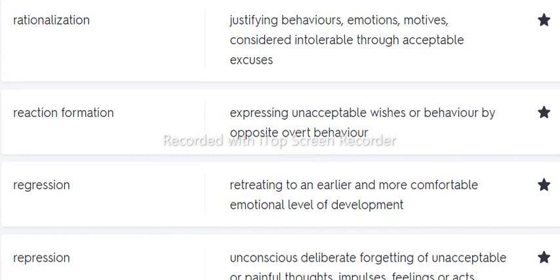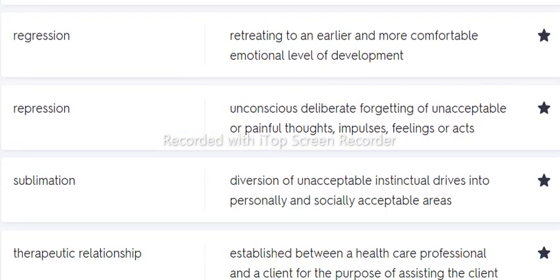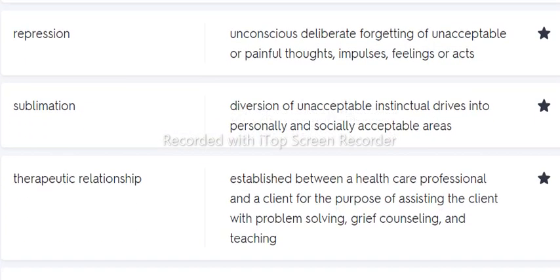Reaction formation. Expressing unacceptable wishes or behavior by opposite overt behavior. Regression. Retreating to an earlier and more comfortable emotional level of development. Repression. Unconscious deliberate forgetting of unacceptable or painful thoughts, impulses, feelings, or acts. Sublimation. Diversion of unacceptable instinctual drives into personally and socially acceptable areas.